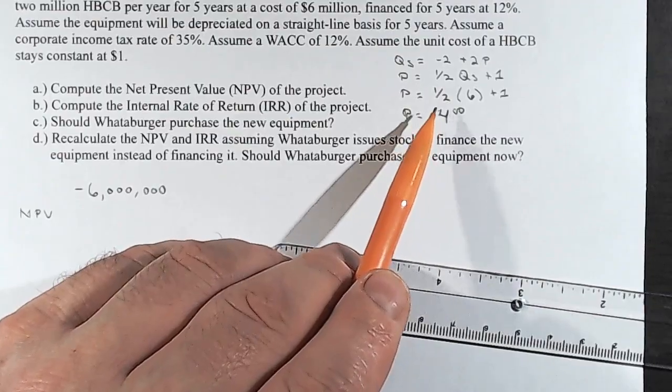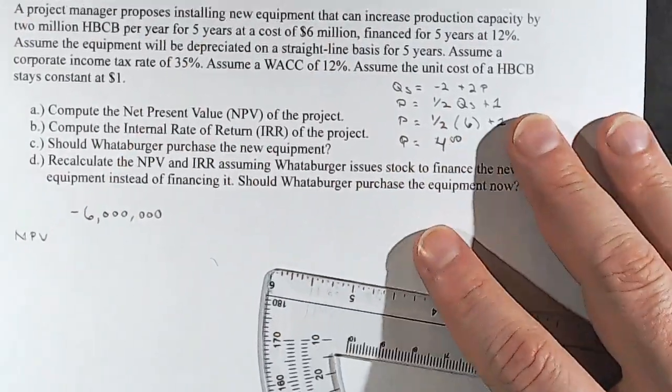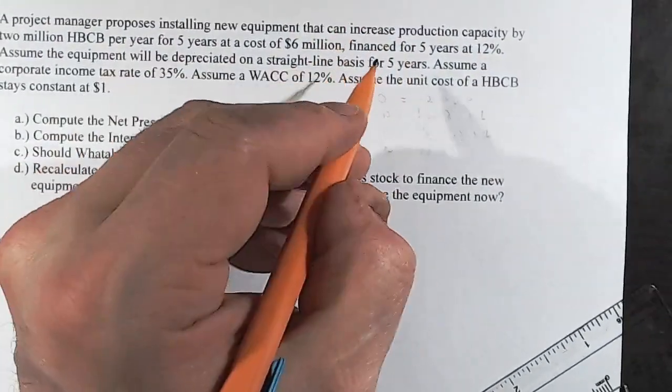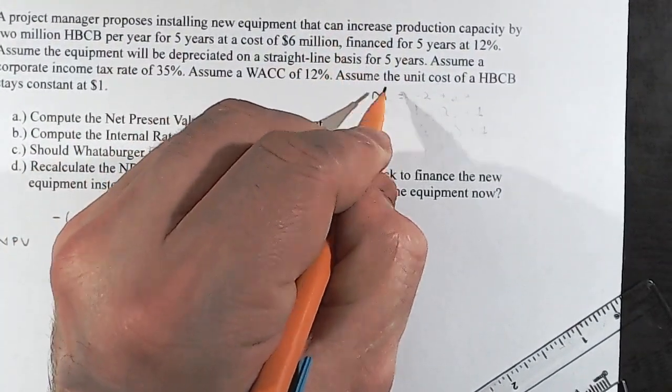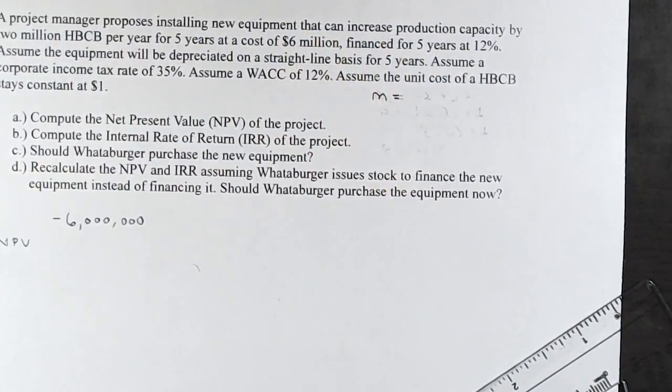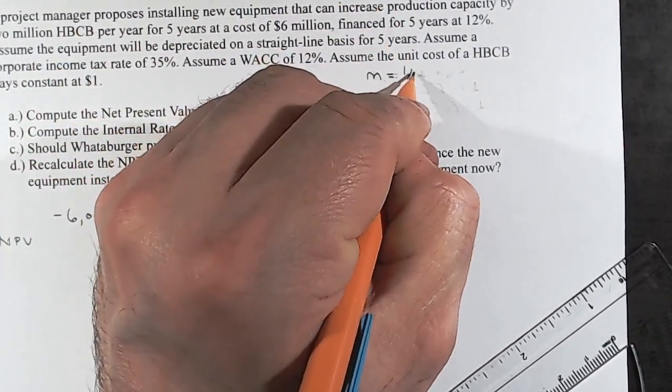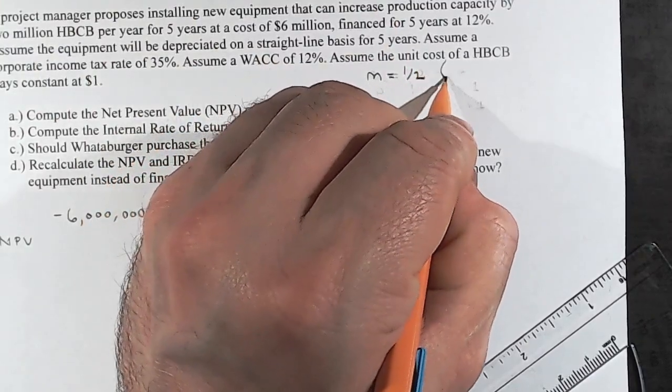Wait a minute. Oh, I'm using my old supply function. I can't use that function. That is not right at all. So here's how you're going to compute your new supply function. You're going to have to compute a brand new supply function, and your slope is going to be the same as it was in the original equation. The slope was 1/2.